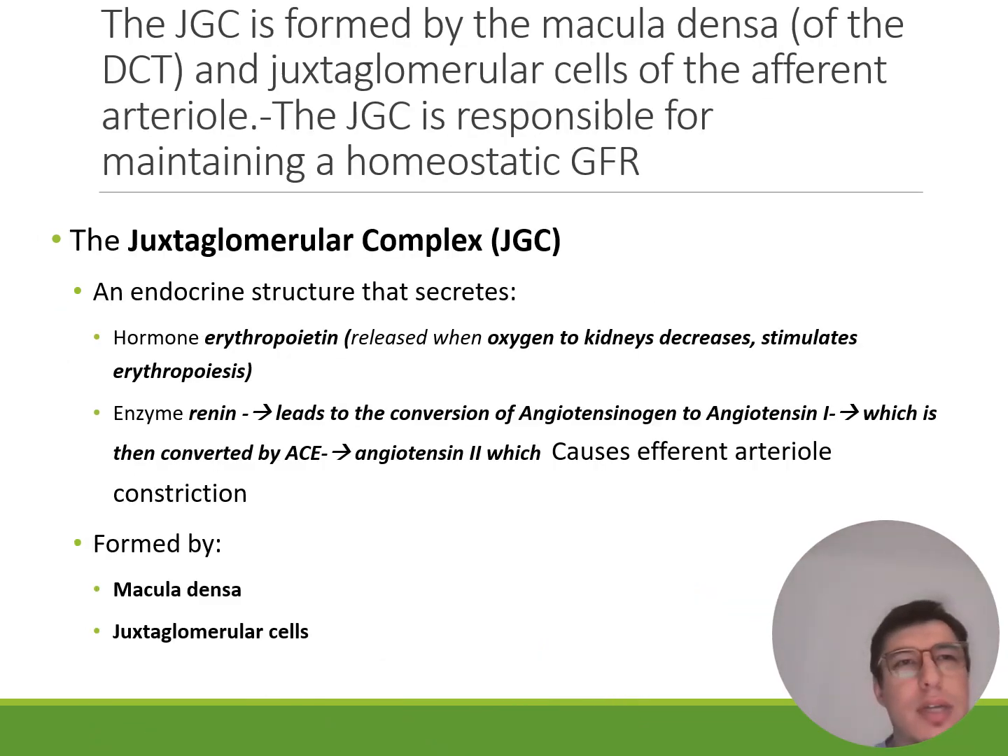Next question. The juxtaglomerular complex is formed by the macula densa of the distal convoluted tubule and juxtaglomerular cells of the afferent arteriole. The juxtaglomerular complex is responsible for maintaining a homeostatic glomerular filtration rate. What are we doing here? Remember that the kidney is trying to filter out metabolic waste, such as urea. Side question, how do you measure nitrogenous waste in your body? That is through the BUN test.